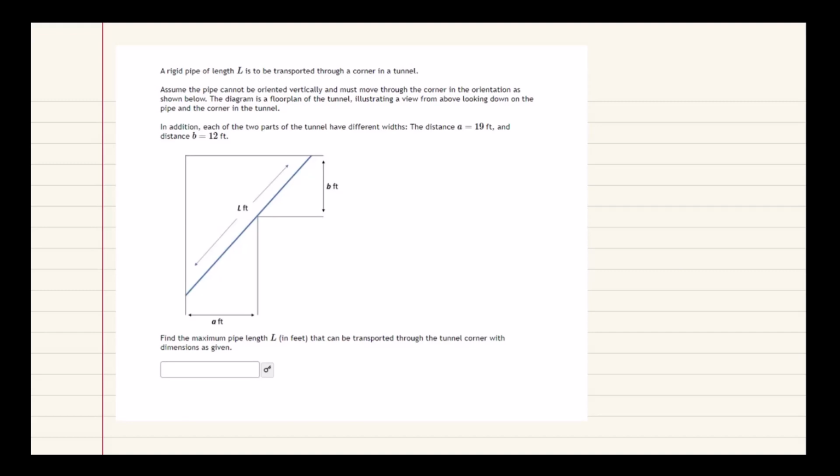In addition, each of the two parts of the tunnel have different widths. The width distance A is 19 feet. That's 19 feet here. And the distance B, that's equal to 12 feet, and that's the distance here. So the question is down here: find the maximum pipe length L in feet that can be transported through the tunnel corner with dimensions as given.